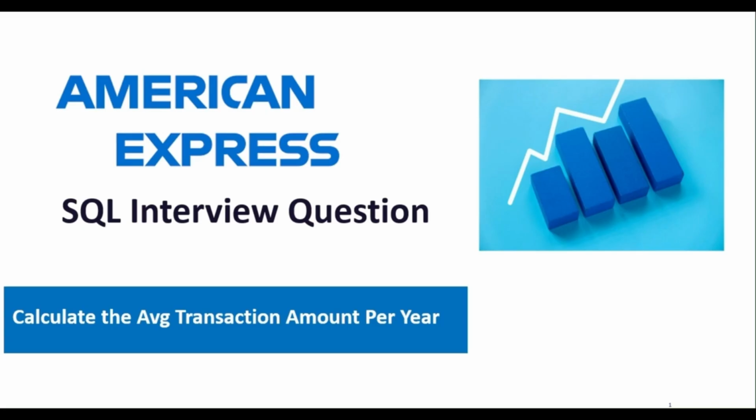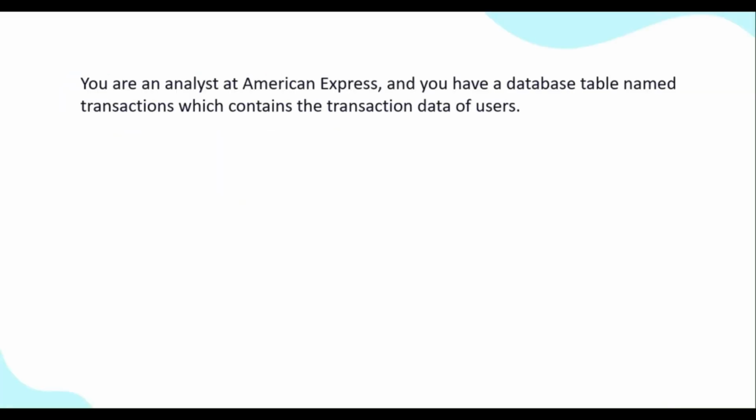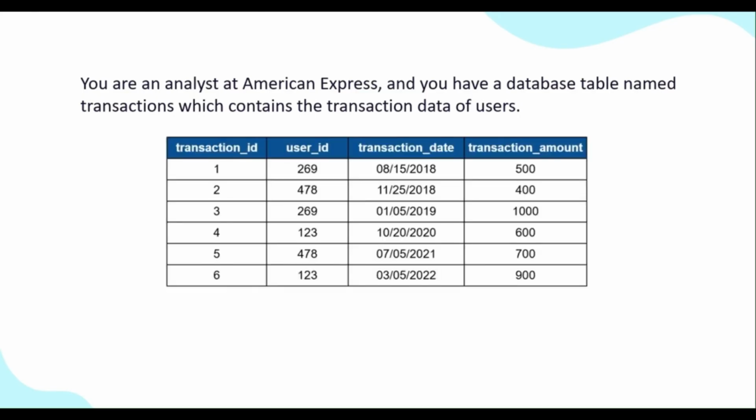The question is on calculating the average transaction amount per year for each user. So let's begin. The question is, imagine that you are an analyst at American Express and you have a database table named transactions, which contains the transaction data of the users. So this is the input table that you have.